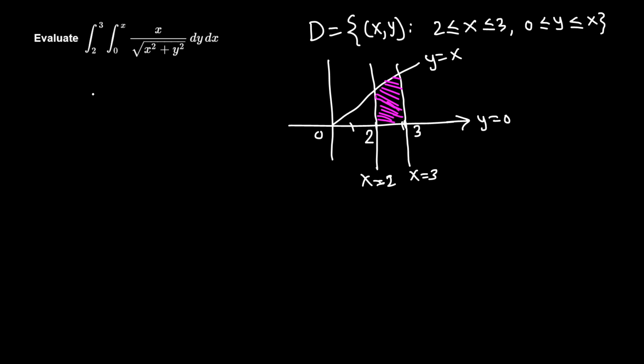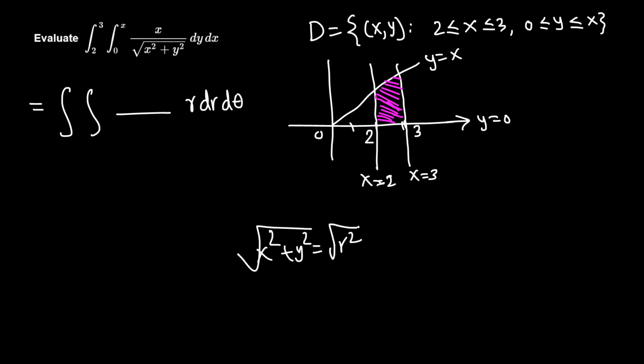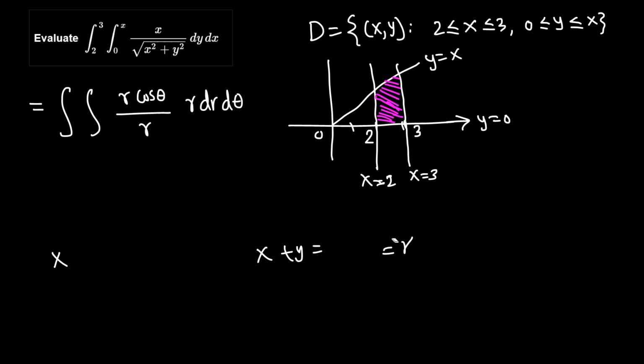In any case, this will be in terms of polar, so we'll write down limits in a moment. dy dx will be r dr d theta, and on the bottom, root r squared, because x squared plus y squared is r squared, so this is just r. And x is what? x is r cosine theta, y would have been r sine theta, so r cosine theta. Now we need to find the limits for r and theta. As usual, r comes first, then theta.